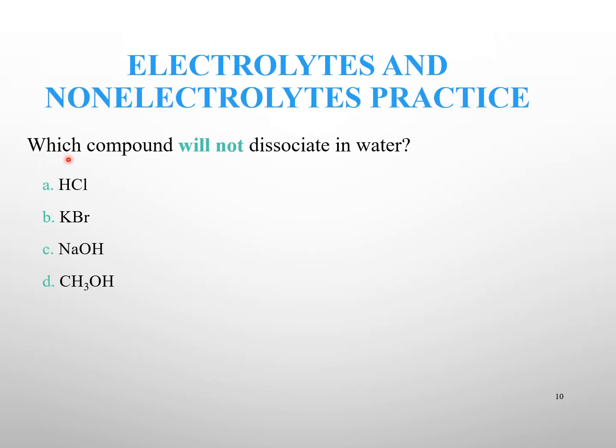So here's a question: which compound will not dissociate in water? That means when you put it in water, it dissolves but does not split into ions. HCl will split into H plus and Cl minus, so that's an acid. KBr is going to split into K plus and Br minus, so that's a salt. Sodium hydroxide will split into sodium ion and hydroxide ion. This is a base. So the only one that does not dissociate in water is CH3OH, because it's an OH, but it's not paired with a cation here. It's paired with C and H. So this makes it a non-electrolyte, and it does not dissociate into ions when you have it in water.